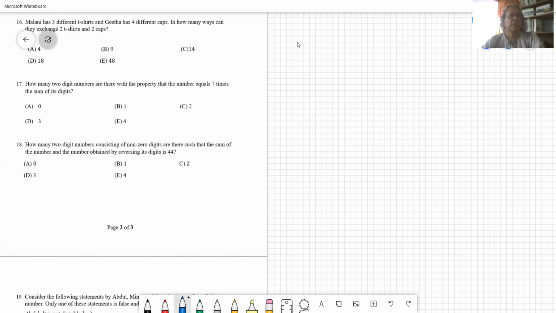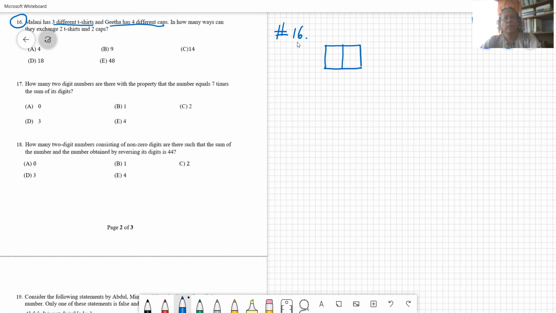Okay, so let's look at number 16. In number 16, Malini has 3 different t-shirts, right? And Geeta has 4 different caps. So in how many ways can they exchange 2 t-shirts and 2 caps? So this is actually equivalent to the number of ways of selecting 2 t-shirts and 2 caps, right? I just drew a rectangle with 2 boxes, right?